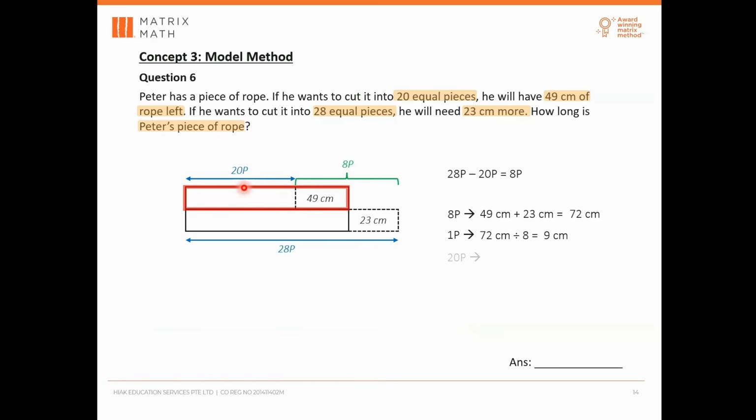So first scenario, 20 pieces. So 9 times 20. And then you add 49. So this will give us 229 cm. Okay.